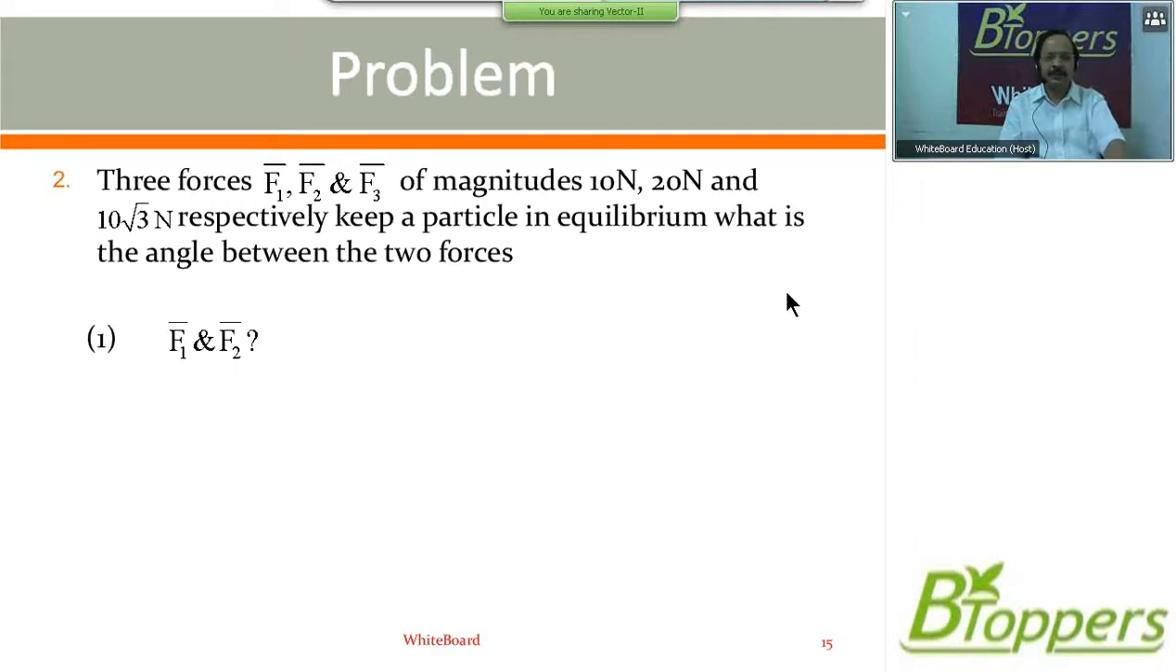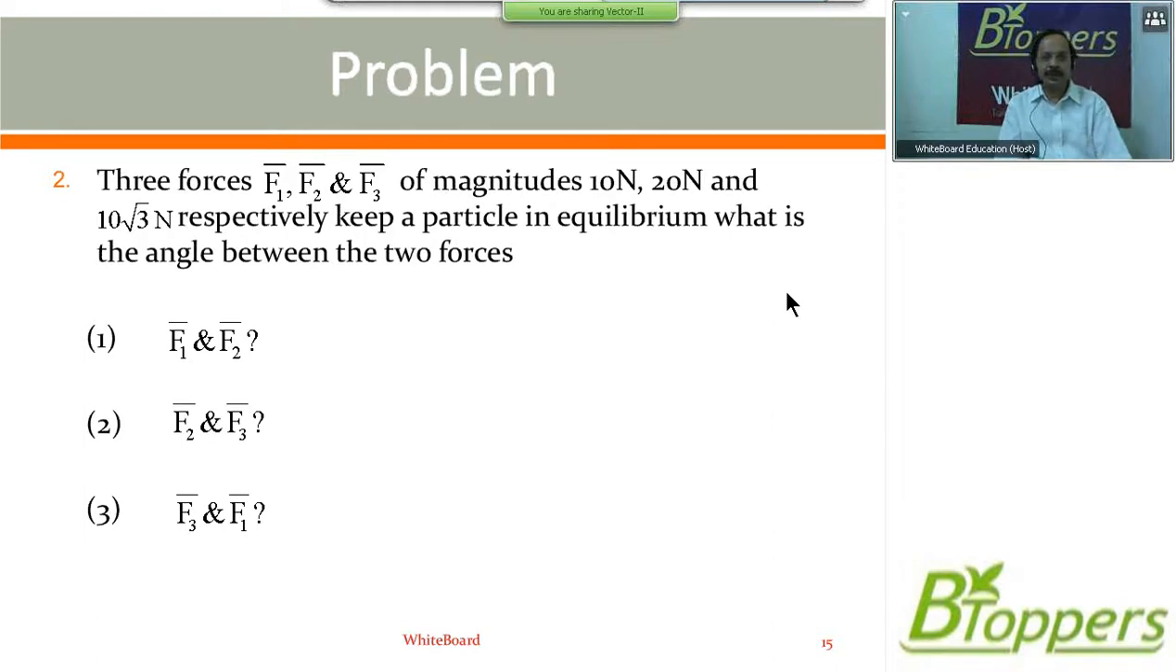There are three parts in the question. First part of the question: F1 bar and F2 bar. Second part: F2 bar and F3 bar. Third part: F3 bar and F1 bar. So here it is given that the three forces keep the particle in equilibrium. Therefore, we can say that the resultant of the three forces is 0.